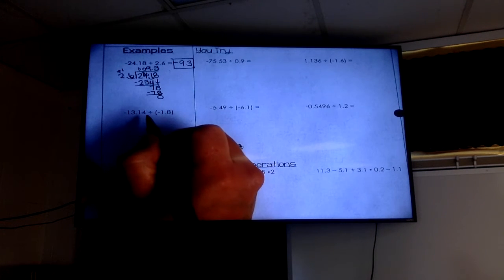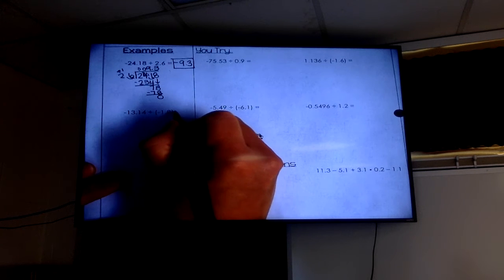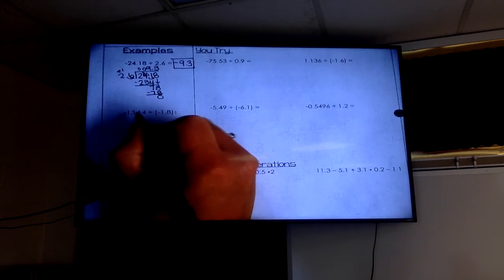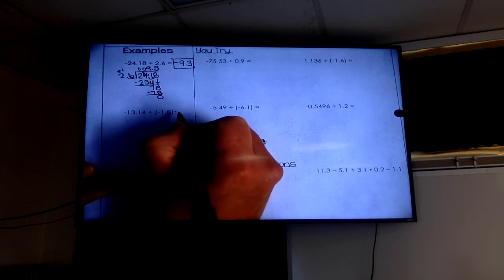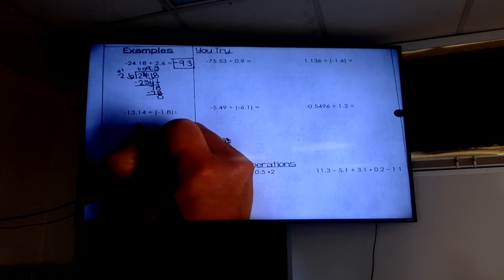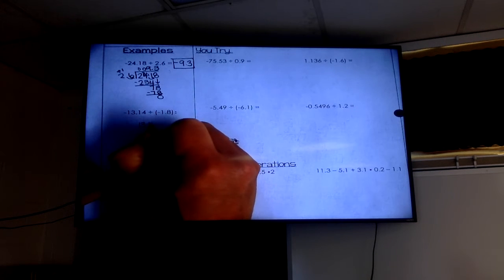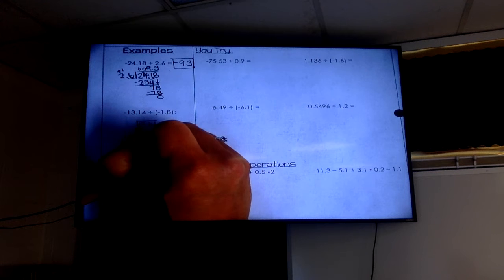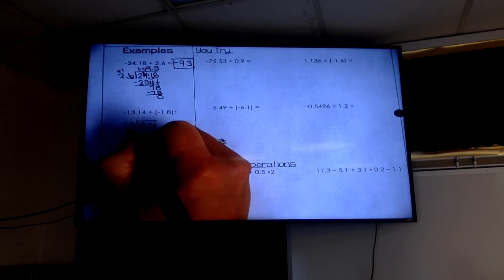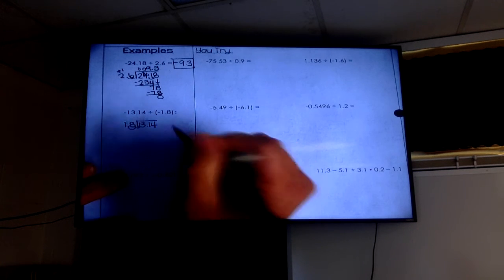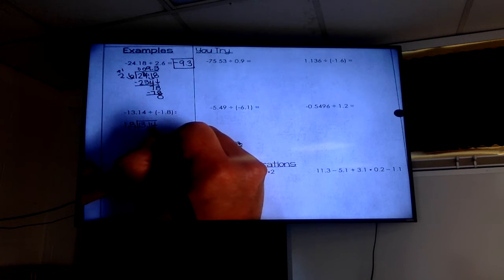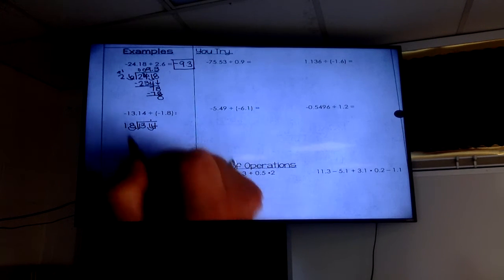Negative 13 and 14/100ths divided by negative 1 and 8/10. Okay, so negative divided by negative is a positive. I'm not going to write anything down. The 13 and 14/100ths goes inside the box. The 1 and 8/10 on the outside. Move your decimal in the divisor, which means I then have to move it in the dividend, and I have to be really careful to bring it straight up.